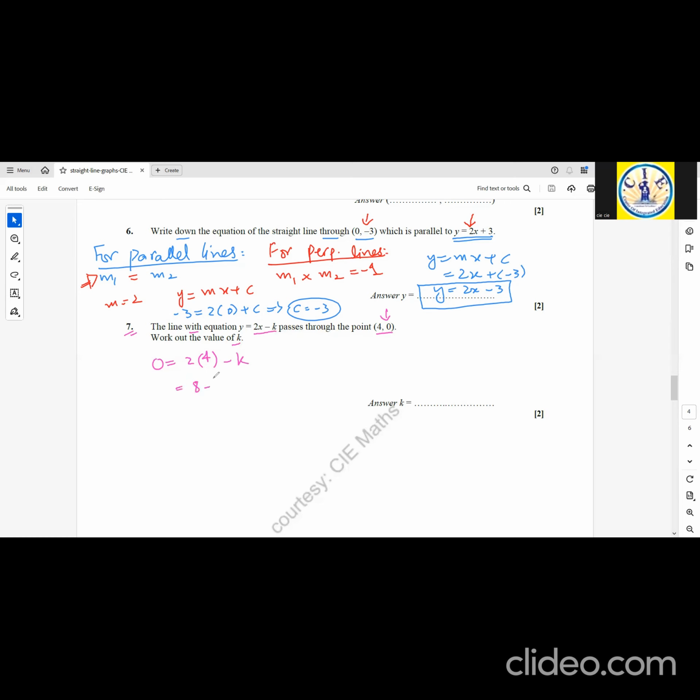So this is 8 minus k is equal to 0, or the value of negative k is negative 8, and the value of k is 8. So the value of k is 8. The main thing that had to be done was the replacing of the given point into the given equation when the line is passing through that point.